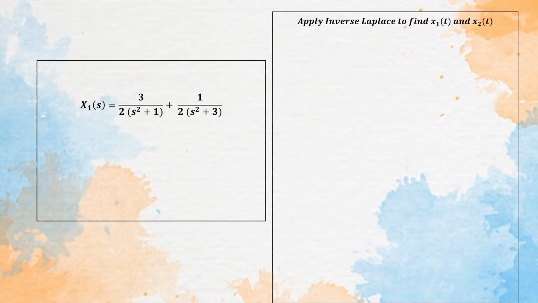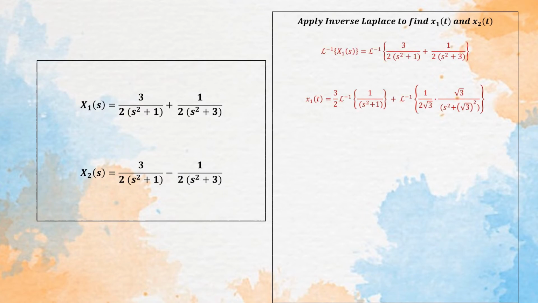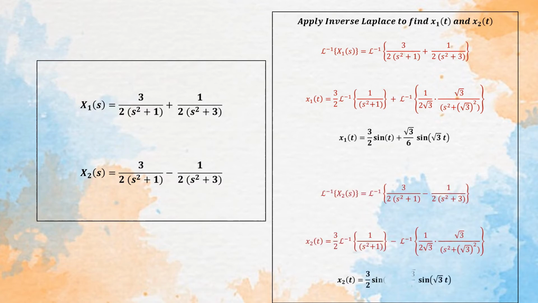So now we have x1s and x2s. So we have to apply inverse Laplace to find x1t and x2t. So we just apply inverse Laplace to both sides and then we will get the answer for x1t and x2t.